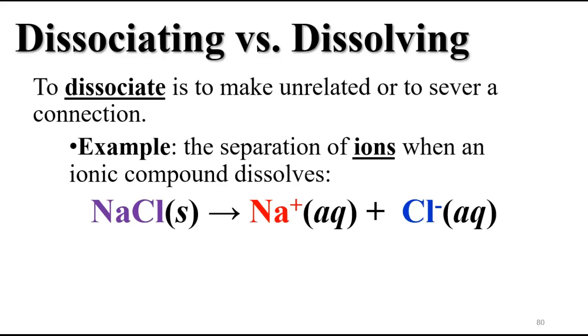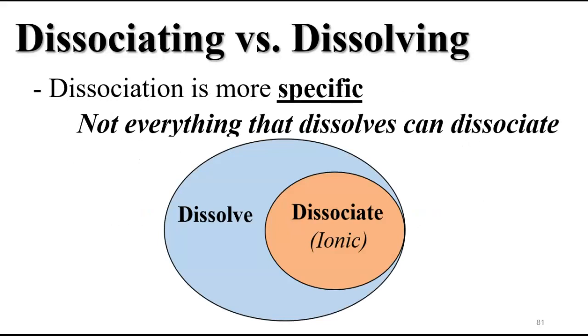I'm actually even going to skip to the next slide. Let me show you this. There we go. Dissociation is a more specific form of dissolving. Okay? Not everything that dissolves can dissociate. So sugar can dissolve, but sugar is not ionic, so you don't get charges. Salt can dissolve, but it also has charges, so it dissociates and is an electrolyte.